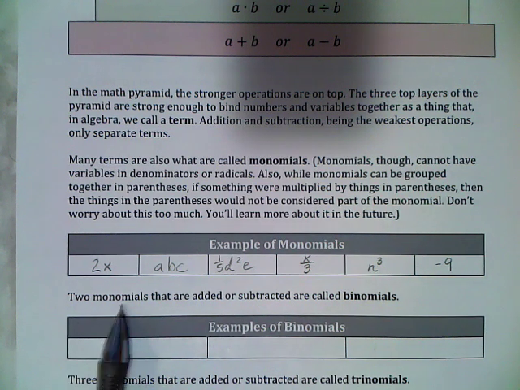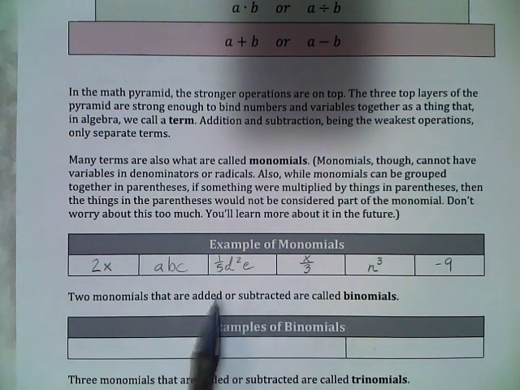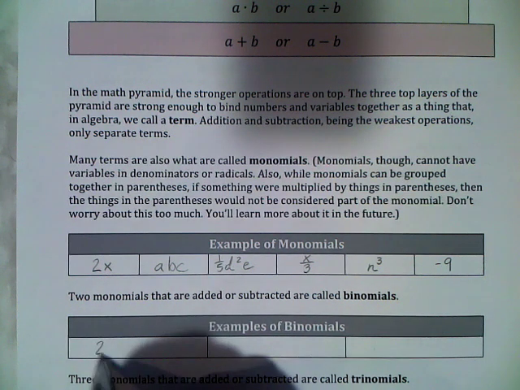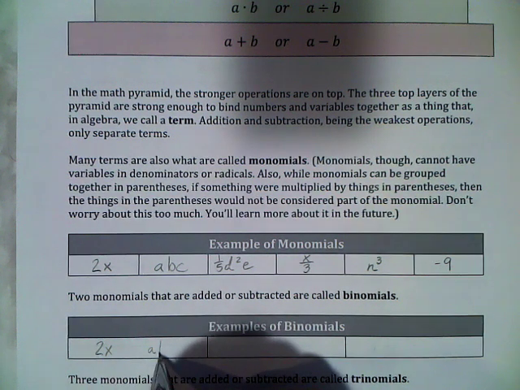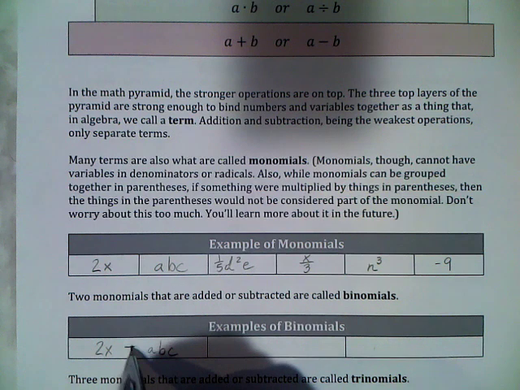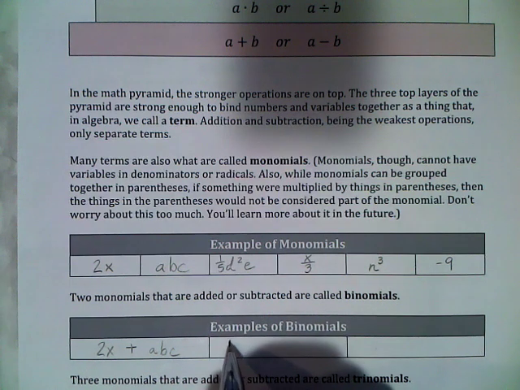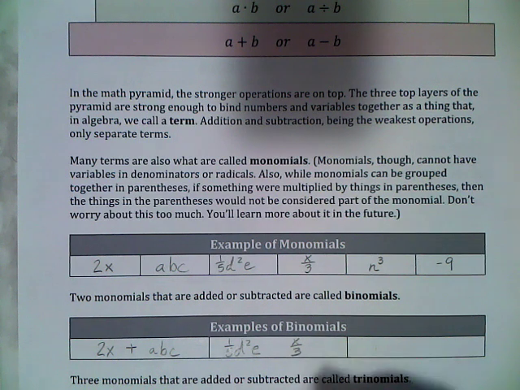So down here, 2 monomials that are added or subtracted. So remember, addition and subtraction separate terms. So they're also going to separate monomials. So 2 monomials that are added or subtracted are called a binomial. So bi means 2. So for example, I could take my 2x from up above. I could take my ABC from up above. And if I add or subtract them, this is a binomial. Likewise, I could take my 1/5 d squared e. I could take my x over 3. And as long as I add or subtract these, that is a binomial.